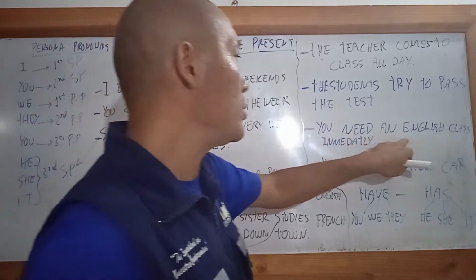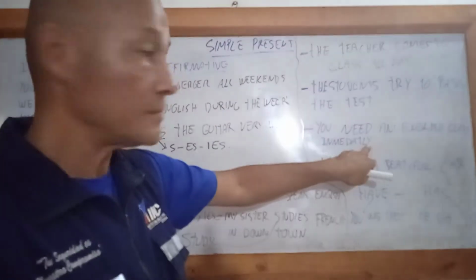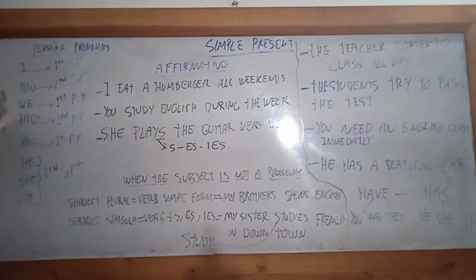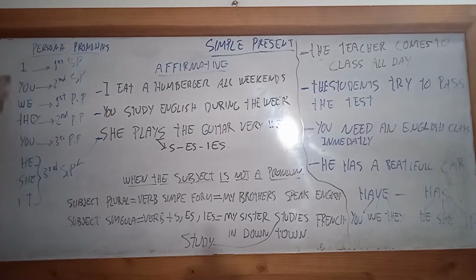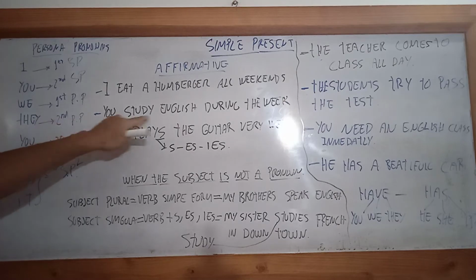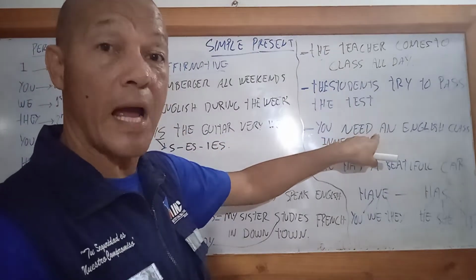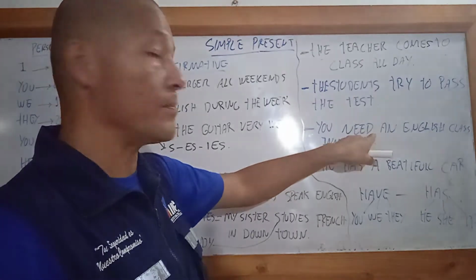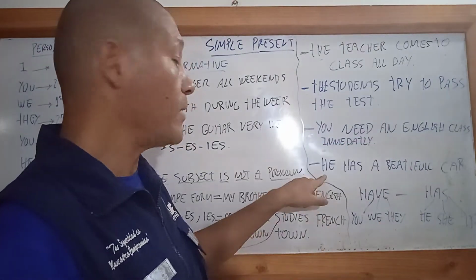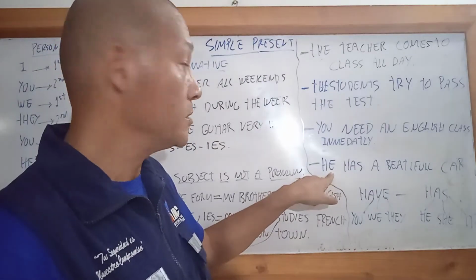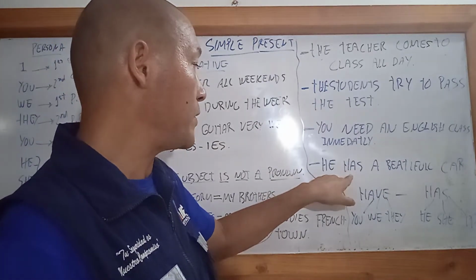Now look at this. You need an English class immediately. You, according to that, in both cases, the verb doesn't change. So the verb has to be written in a simple form. But what happened with this case? This is third person singular. So the verb has to be changed.